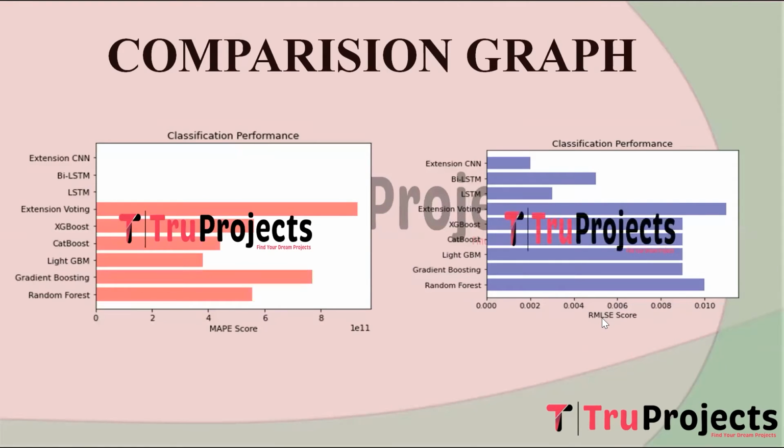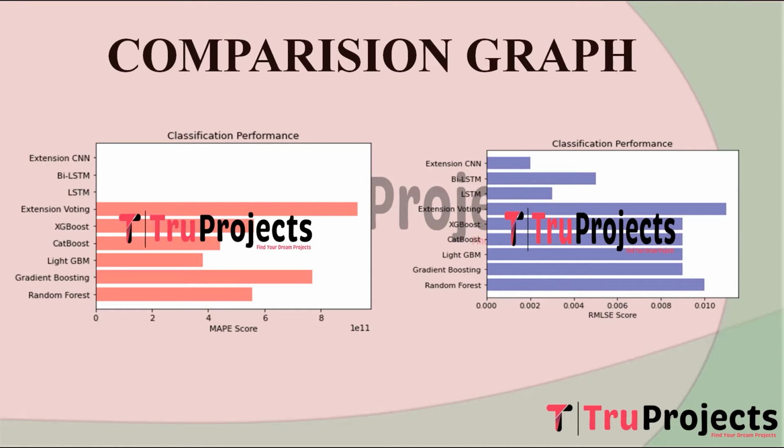This is the RMSLE comparison graph. On the x-axis, we have RMSLE score, and on the y-axis, we have the algorithm name. RMSLE, root mean squared logarithmic error. RMSLE is a metric that measures the average logarithmic difference between the predicted and actual values. It is particularly useful when there is a wide range of values in the dataset.